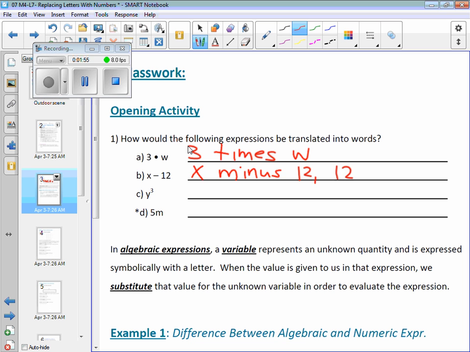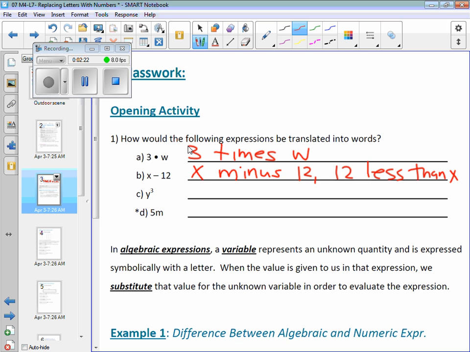12 take it away. All right, I got to give it to you because of time. 12 less than X. Come on. I don't want to do rocket science. Let's do C first.